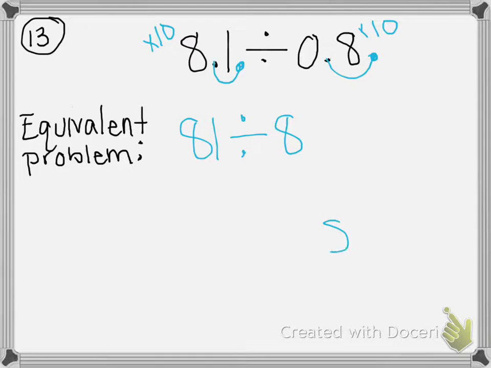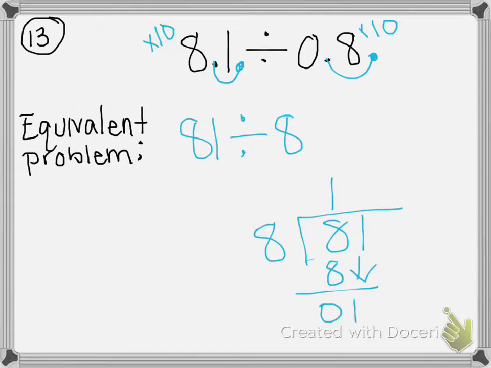So, to solve 81 divided by 8, 8 goes into 8 one time. Bring down the 1. 8 goes into 1 0 times. 0 times 8 is 0. Subtract. We have nothing else to bring down, so our answer is 10, remainder 1.